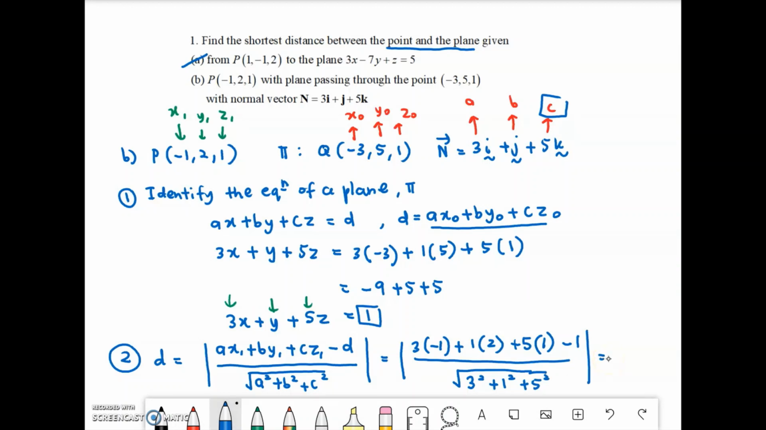Then we get the value of the distance, which is 3 over square root of 35, which is equal to 0.5071. So we have solved the shortest distance for B.